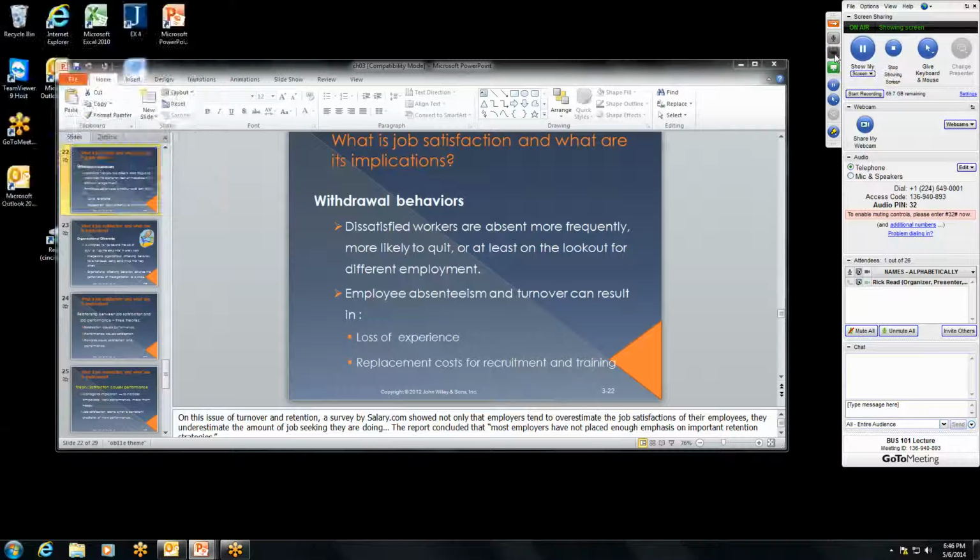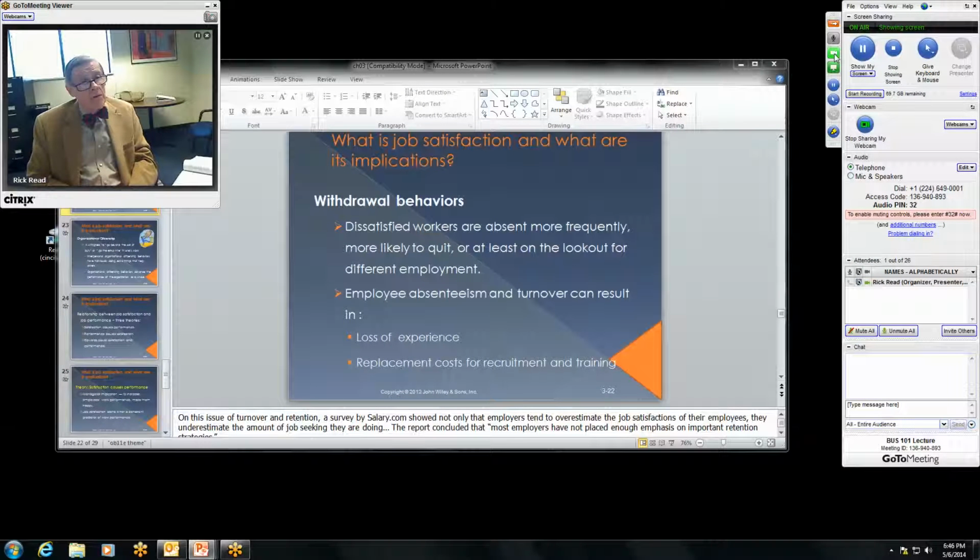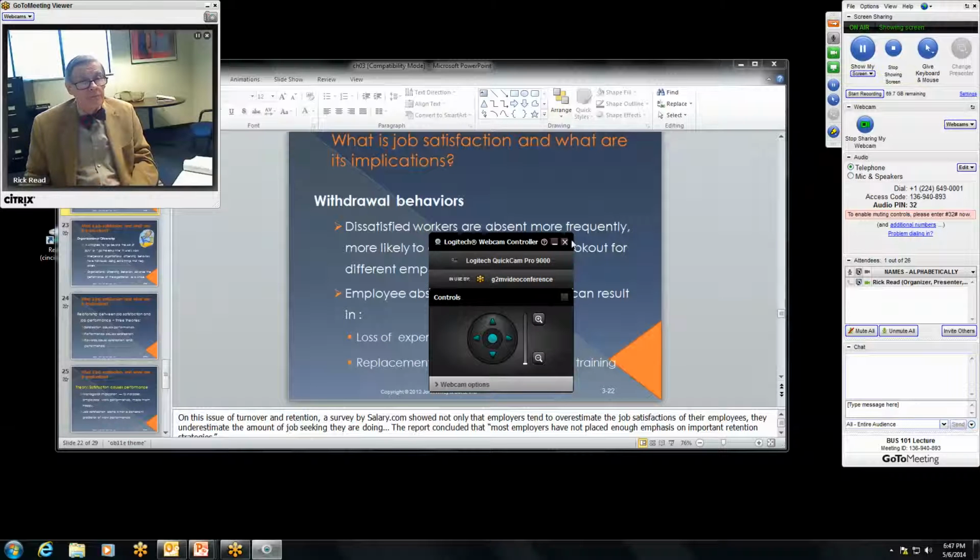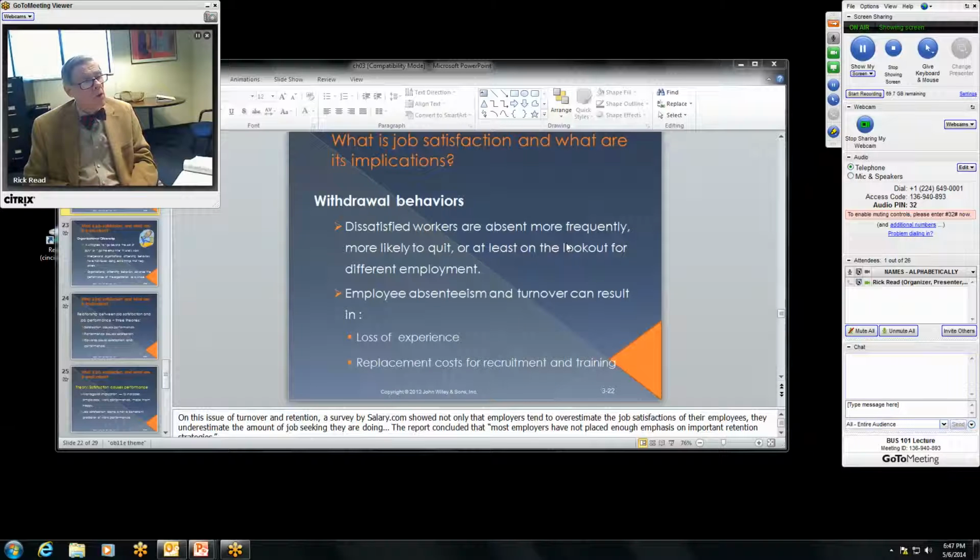Now, obviously, everybody's not satisfied with the job, so we may find some withdrawal behaviors. And those usually come with employees who are frequently absent or frequently late or frequently both. They tend to be more prone to leave the organization or, as it notes here, be on the lookout for different employment. Employee absenteeism and turnover will result in loss of experience and increased cost for replacements, recruiting efforts, etc.